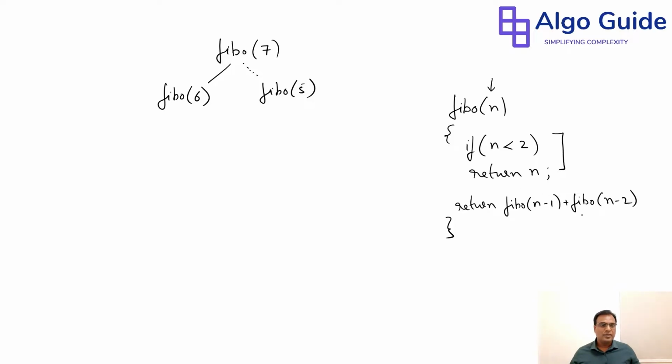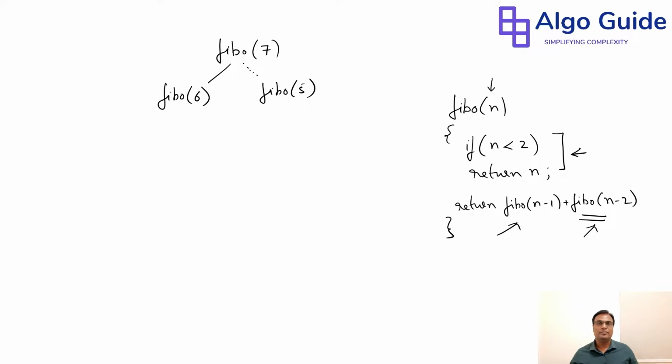Fib of 5 is not called at this point in time, because when fib of 6 is called, the method is called with the value 6, and it will again call fib of 5, which internally calls fib of 4 and so on. That means the left subtree is generated first till the base condition is met. Once the base condition is met, the function returns a value and then the right subtree for that particular node is called.